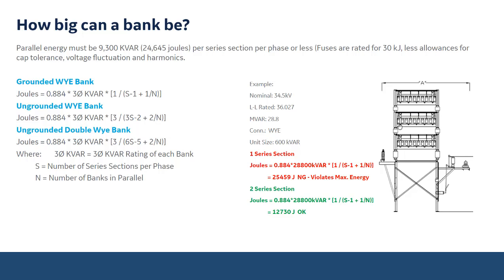So if I used 1 series section, that joules calculation, what you see here, I would get 25,459 joules, and that will not be acceptable in the design. It violates that max energy calculation. So where this 1 series section would be the cheapest option for the customer, I'm required to go to a 2 series section and run through that calculation again. With 2 series sections, I get 12,730 joules, and that is sufficient.